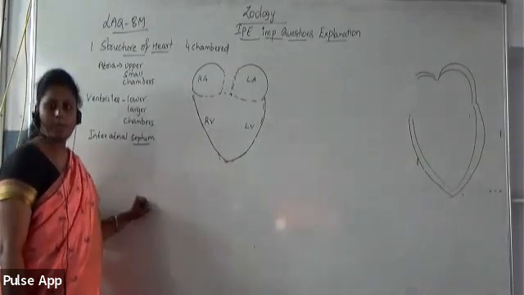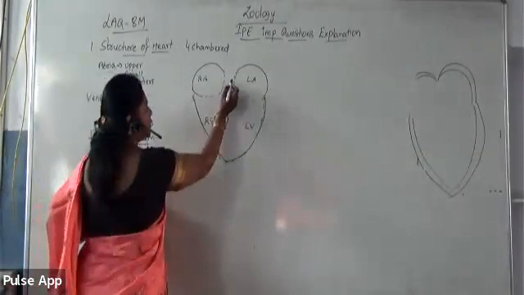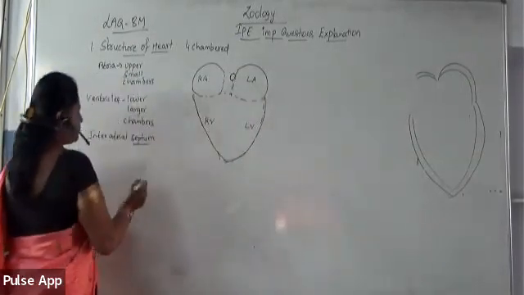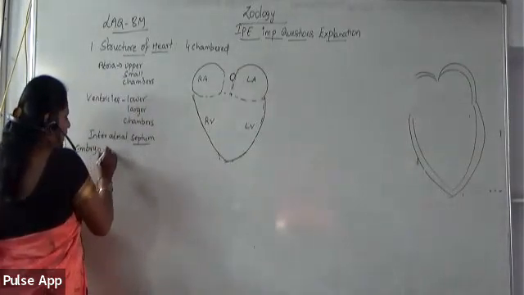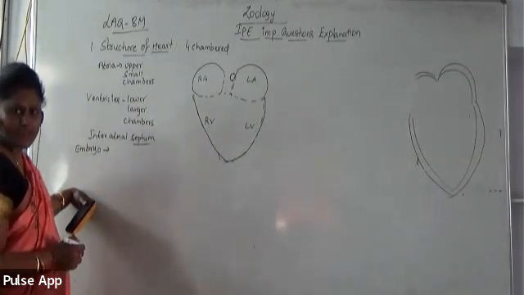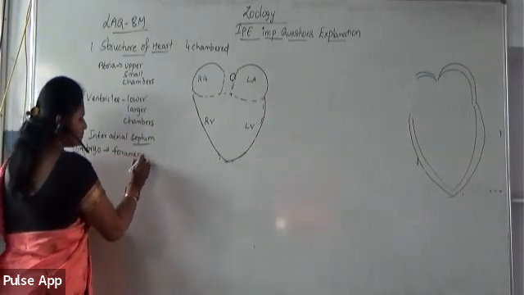Whenever you are talking about the interatrial septum, here you need to mention the foramen ovale. Actually, in the embryonic condition, an opening, an aperture, is present in this interatrial septum, called the foramen ovale.